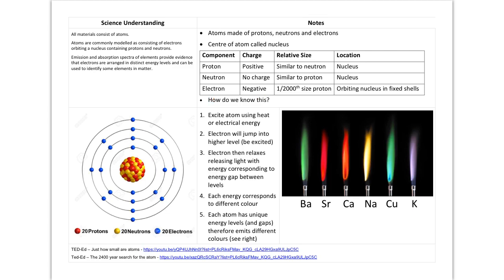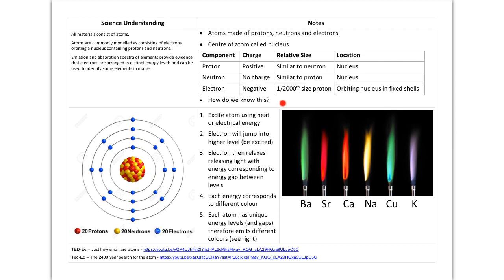Electrons have a negative charge. They're much, much, much smaller than a proton or a neutron. They're about 1/2000th the size of a proton. And they're found orbiting the nucleus in these fixed shells, which we've sort of indicated here. The blue dots indicate the electrons, and you can see these electrons are all orbiting in shells. And we're going to talk much more about those shells in a later lesson.